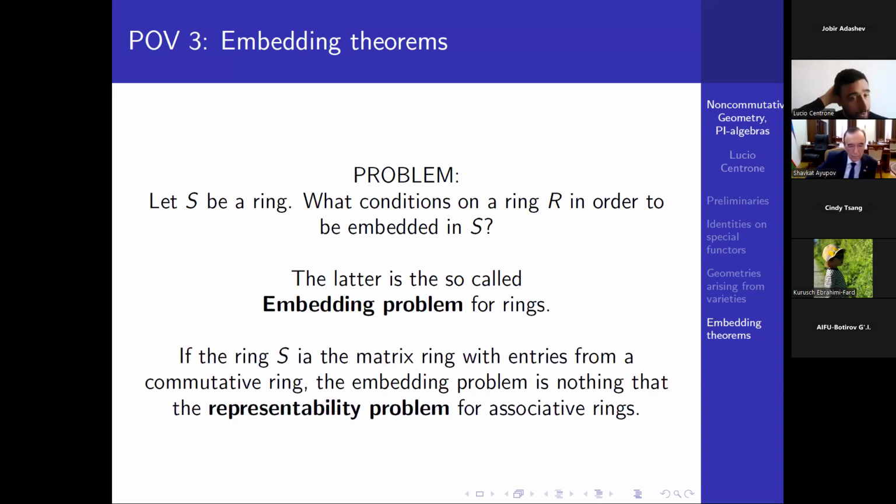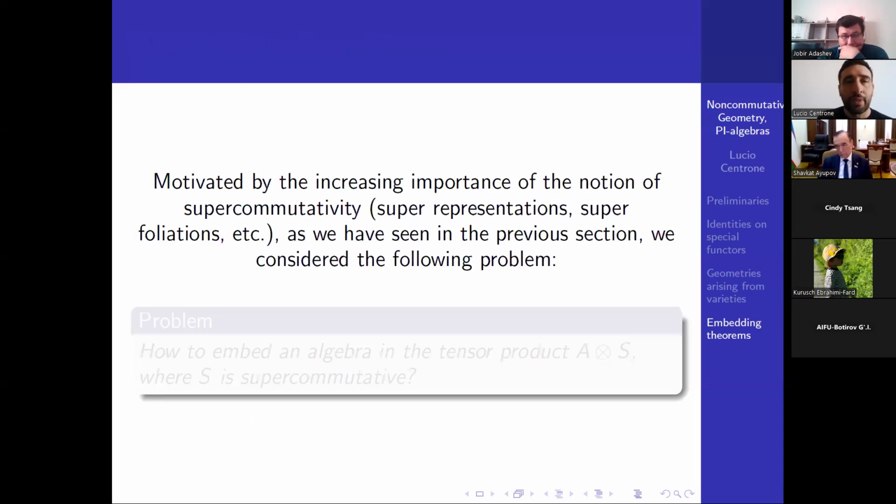Maybe somebody here knows this problem by a different name. If the ring S is a matrix ring with entries in a commutative one, this embedding problem is nothing but a representability problem in the associative case. Simple as this. So we go further. I would like to show you what we are going to study.